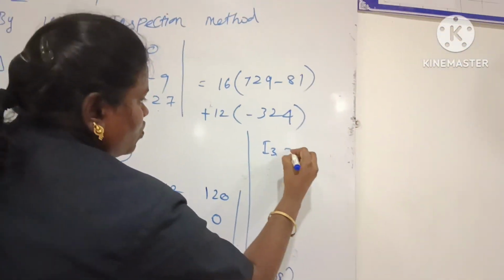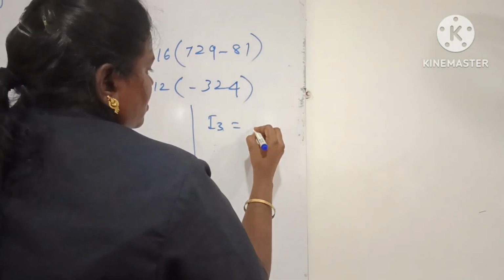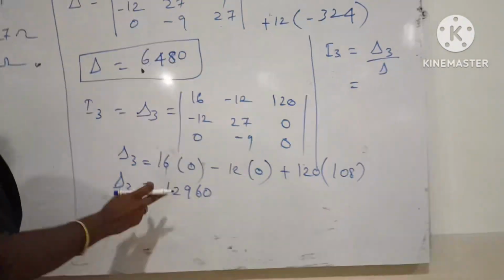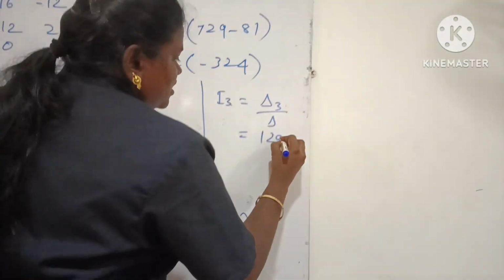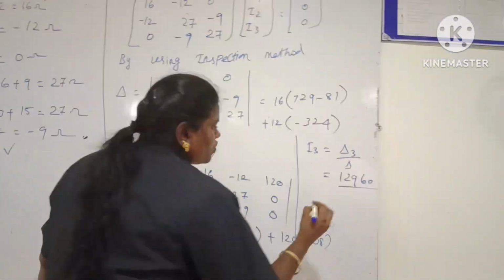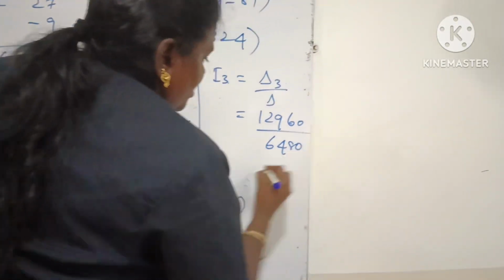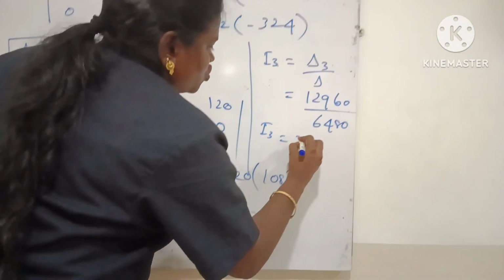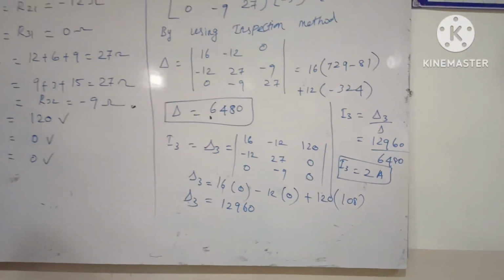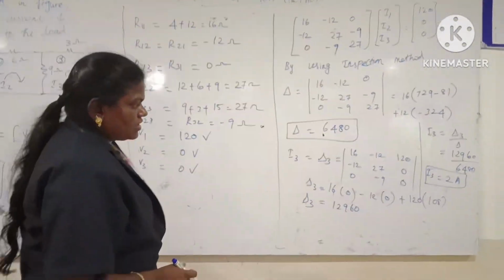I3 is equal to del 3 by del. So the del value is 12,960 and the del 3 value is 6480. So the I3 current is 2 amps. So in the 15 ohm resistance, 2 amps current flows in the 15 ohm resistor.